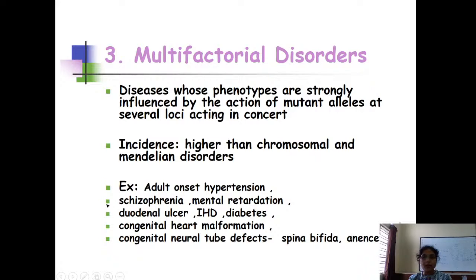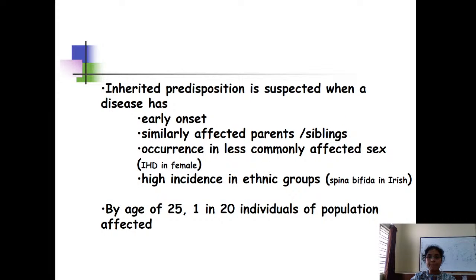Okay. Now, multifactorial disorders. Diseases whose phenotype is strongly influenced by the action of mutant alleles at several loci acting in concert. Incidence is higher than chromosomal and Mendelian disorders. Examples are adult onset hypertension, schizophrenia, mental retardation, duodenal ulcer, IHD, diabetes, congenital heart malformation, congenital neural tube defects, which are spina bifida and anencephaly.